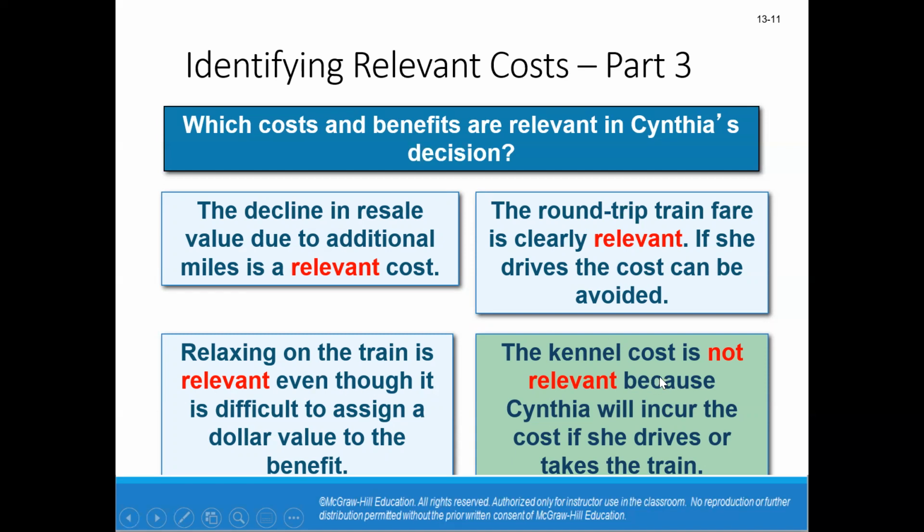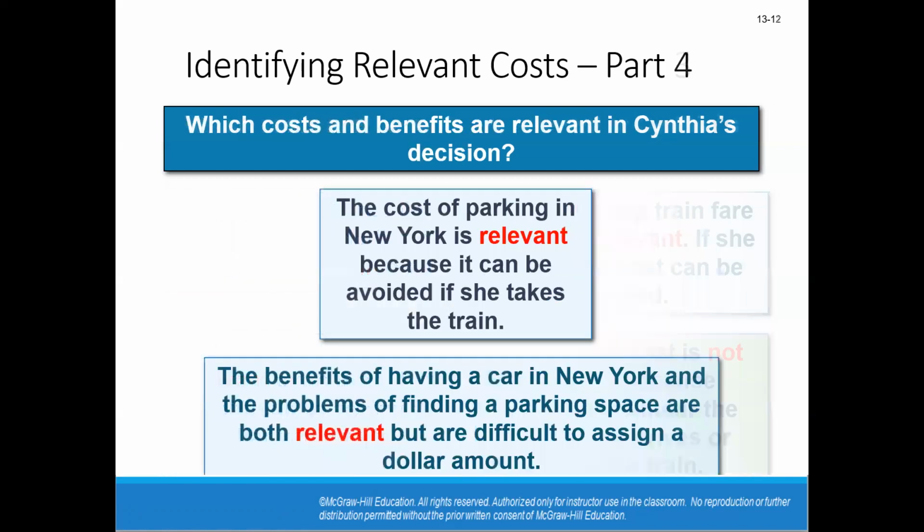The kennel cost isn't relevant because she's going to have to put the dog in a kennel if she drives or takes the train, right? Are you getting the picture here? The cost of parking in New York is definitely relevant because she won't incur that cost if she takes the train. The benefits of having a car in New York and the problems of finding a parking space are both relevant, but are difficult to assign a dollar value to.